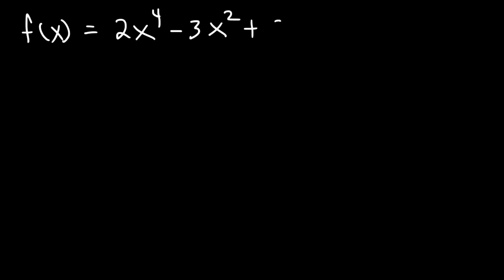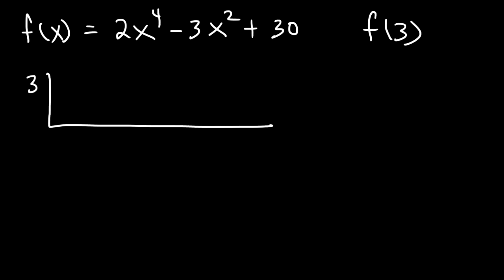Now let's try one final example. So let's say we have 2x to the 4th minus 3x squared plus 30. And let's evaluate it at x equals 3. Feel free to try this problem. So let's use synthetic division. So the coefficients are 2 and then 0x cubed, so we need a 0, negative 3x squared, 0x, and then 30.